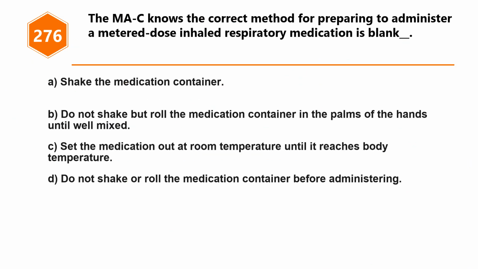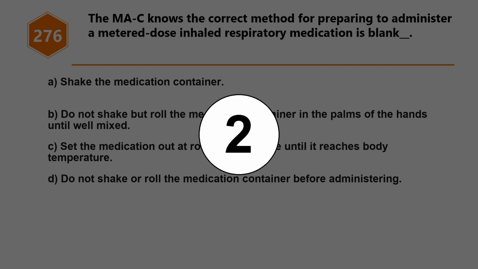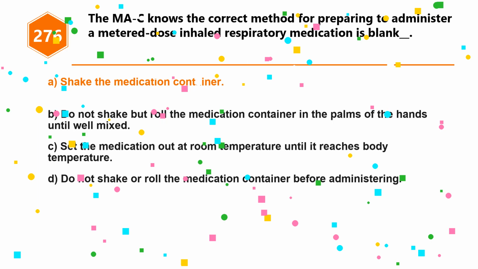Question 276. The MACE knows the correct method for preparing to administer a metered dose inhaled respiratory medication is blank. Option A, shake the medication container. Option B, do not shake but roll the medication container in the palms of the hands until well mixed. Option C, set the medication out at room temperature until it reaches body temperature. Option D, do not shake or roll the medication container before administering. The correct answer is option A, shake the medication container.